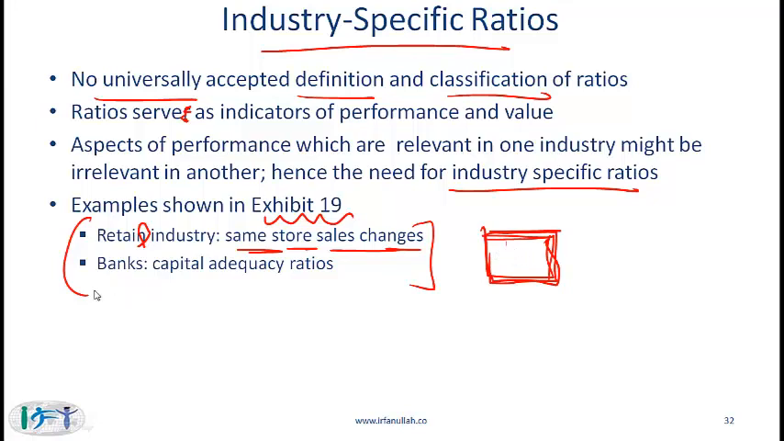In the banking sector, a very important ratio is the CAR, or capital adequacy ratio. This gives you a sense for how much capital a company, in this case a bank, has relative to the risk that it is taking. I don't think you need to know the details of this ratio, but again, the high level point here is that in every industry, there will be some specific ratios that are extremely relevant for that industry.